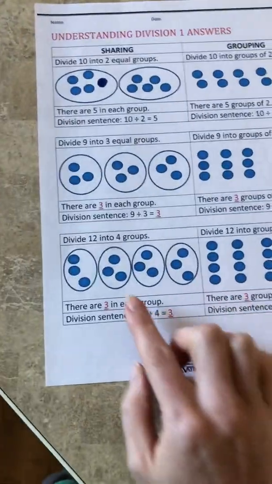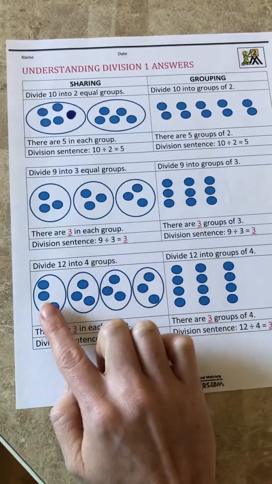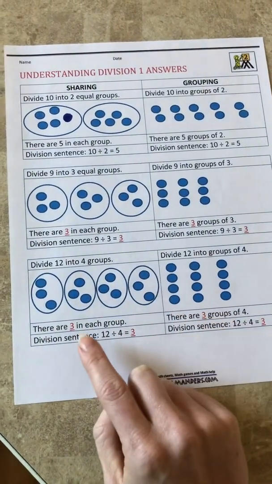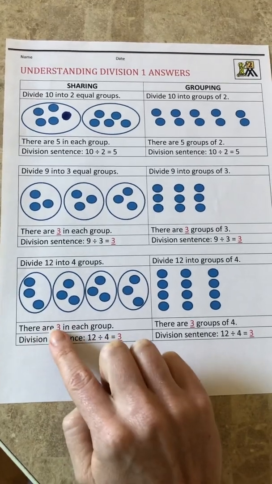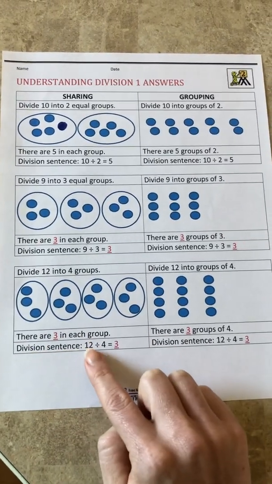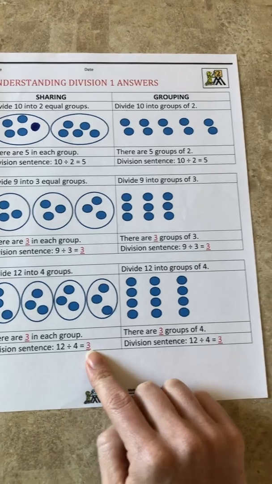So I come here, divide 12 into 4 groups. That's what my picture shows. There's 3 in each group. Then I would put that 3 in there. There are 3 in each group. Division sentence, 12 divided by 4 equals 3.